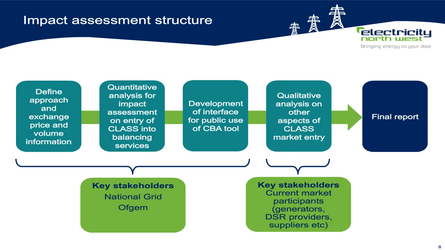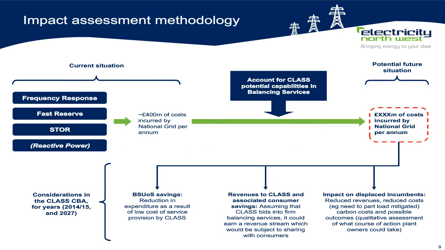Slide 9 just focuses on the quantitative analysis, which has taken up a lot of the time and thinking. At a high level, it's a bit like a CBA. So we construct a counterfactual. In the top left of this slide, we've labelled it the current situation, the 400 million of costs incurred by National Grid per annum. Then we take Class and put that into that situation, basically displacing current providers out of those markets to likely create a reduction in costs for National Grid per annum. And we're doing that for a past market year, the year 14-15, where we have a complete set of costs, and 2027. The reason being that's a good year to show changes in the balancing services markets in terms of overall requirements, and also the different sorts of providers that we think will be on the grid at that stage.